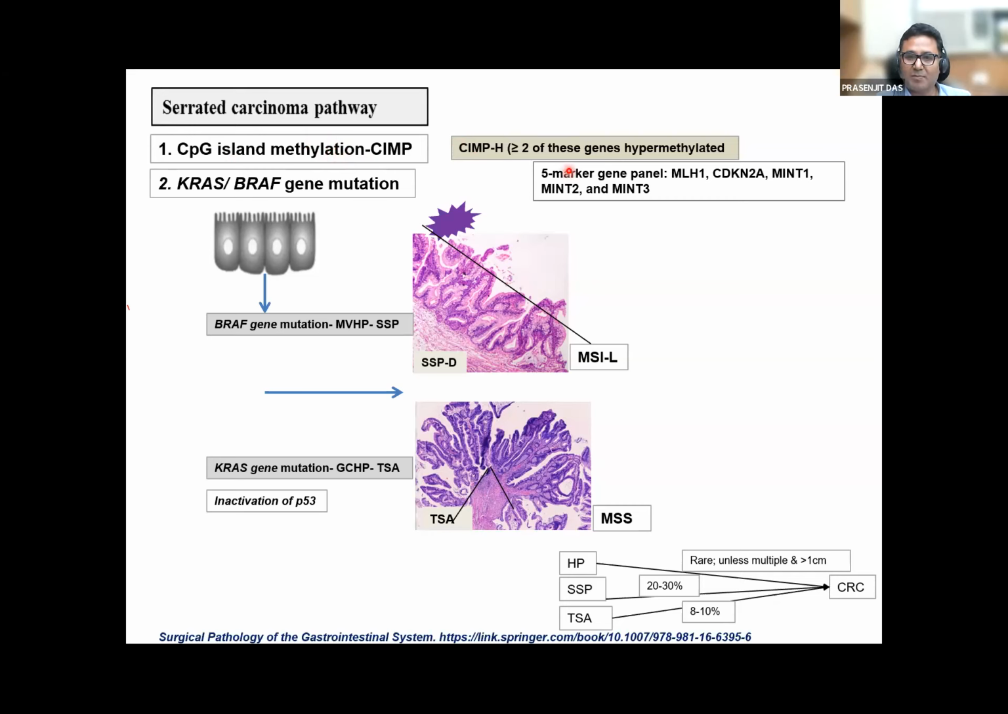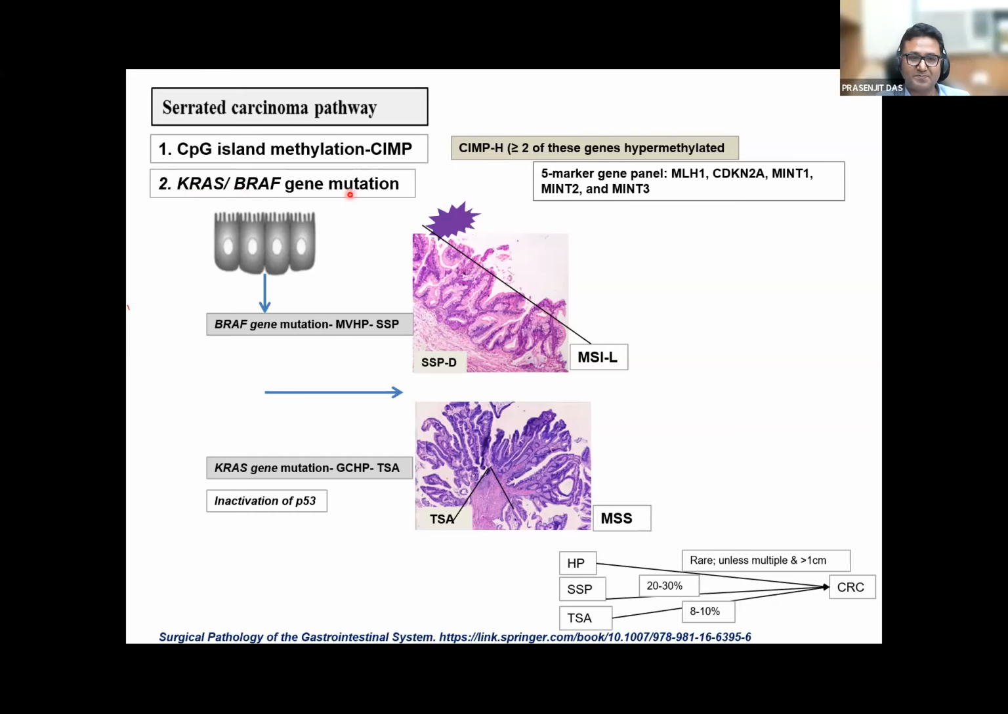So there are tests where various gene panel markers can be tested for methylation, like these 5 tumor suppressor genes. If 2 or more of these tumor suppressor genes are methylated or not expressed, that is called CIMP-high phenotype, and these tumors usually show relatively better prognosis. Another phenotype we can identify in the serrated carcinoma pathway is the KRAS gene mutation or BRAF gene mutation.